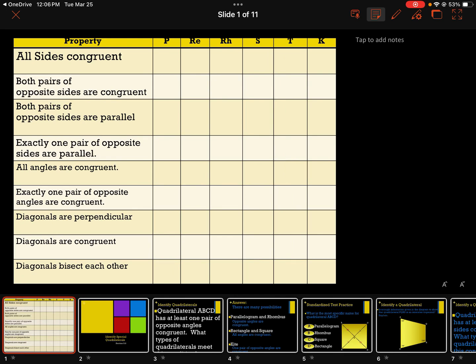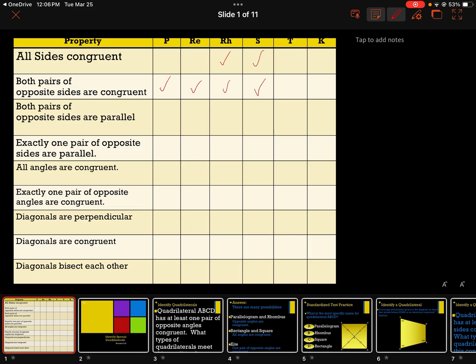This is section 8.6. We're going to look at this chart that has properties for every quadrilateral. Notice how we have properties listed and abbreviations for each shape. All sides are congruent. That works for a rhombus and every other type of rhombus, like a square. Both pairs of opposite sides congruent. That works for a parallelogram. So that means it also works for every other type of parallelogram.